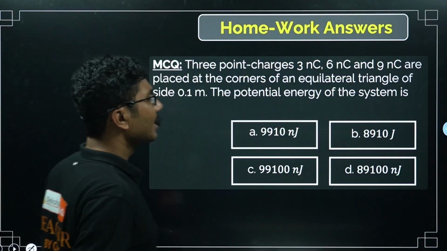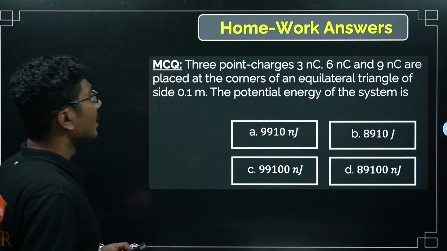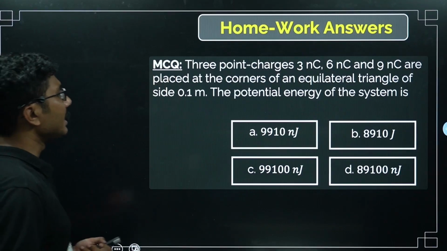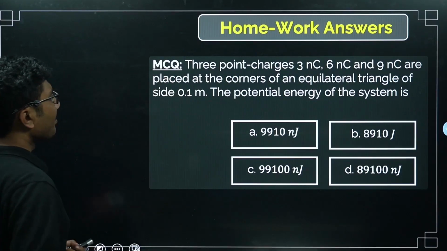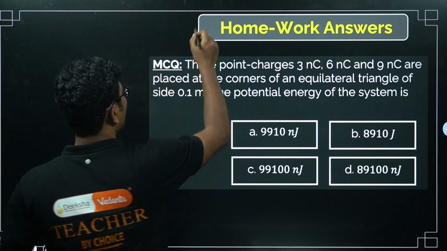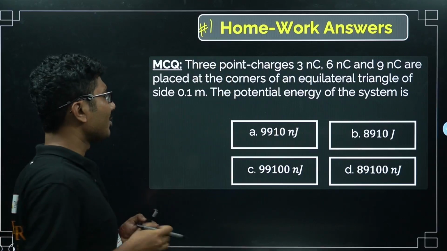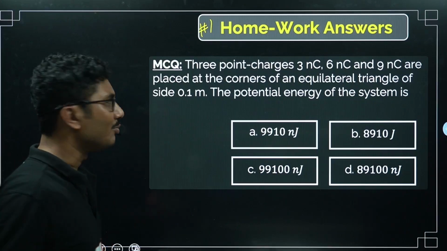Now let us talk about the homework problems that we gave yesterday. Let's solve them one by one. Homework problem number 1: three point charges, 3 nanocoulomb, 6 nanocoulomb and 9 nanocoulomb are placed at... This is a break time, so during the break time we will solve the homework problem.